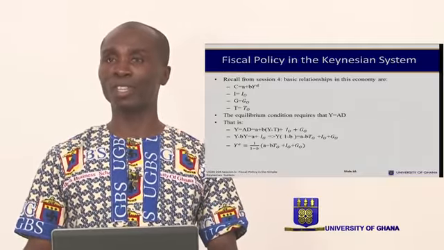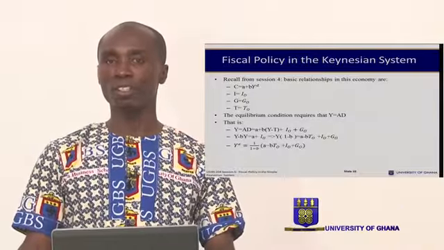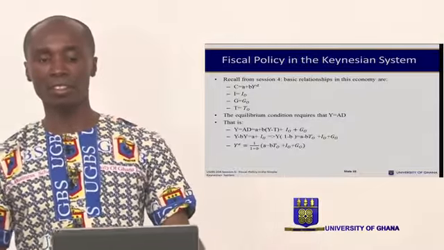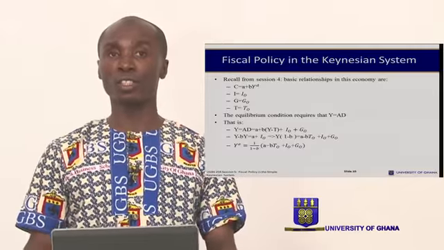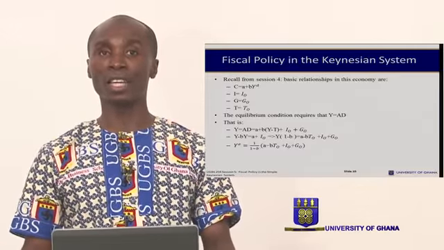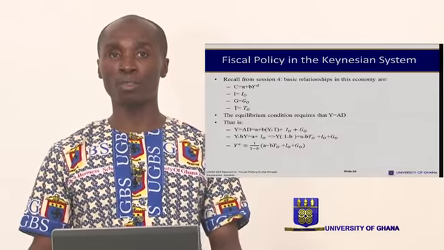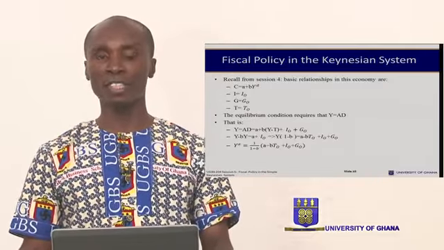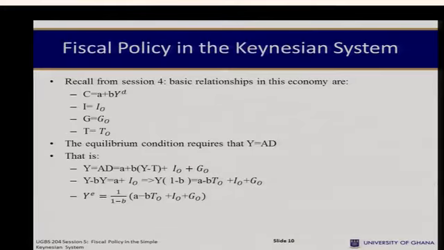And then also government collects taxes. That's the T. So we learned that to solve this system, you use the equilibrium condition that aggregate demand equals output. So when you set Y equals AD, and then you look at the components of aggregate demand, in this case being C plus I plus G, you're able to show the expressions that we have in the slides.